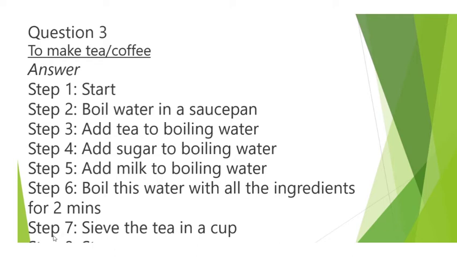And seventh step, sieve the tea in a cup. What is sieve? Sieve means channa. Okay, sieve the tea in a cup. And the last step will be stop. Means all the process, all the algorithm which we have planned, we have executed.